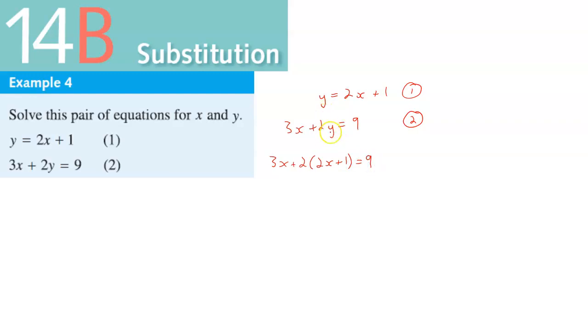So you'll see, instead of y, I've written 2x minus 1. Then I just need to solve this equation. I'm going to start by expanding the brackets. Remember to multiply both terms inside the bracket by the thing on the outside. Then I can collect these like terms together. Subtract 2 from both sides and divide by 7.